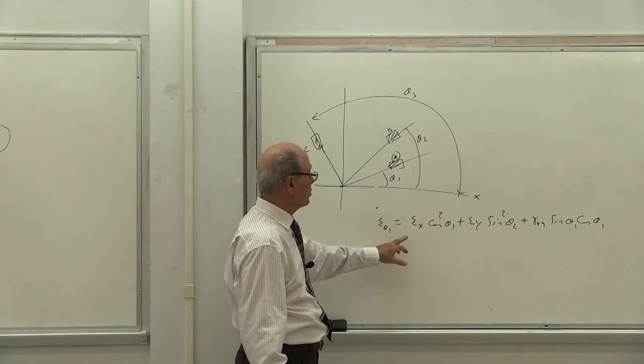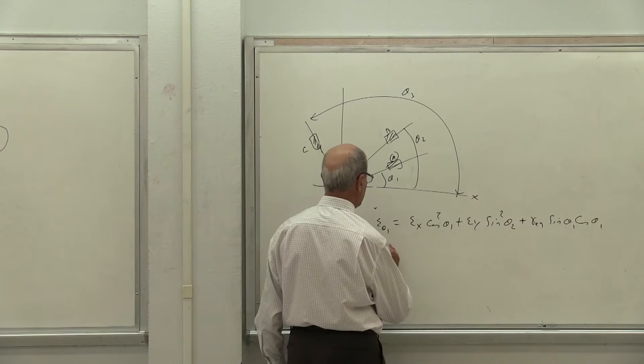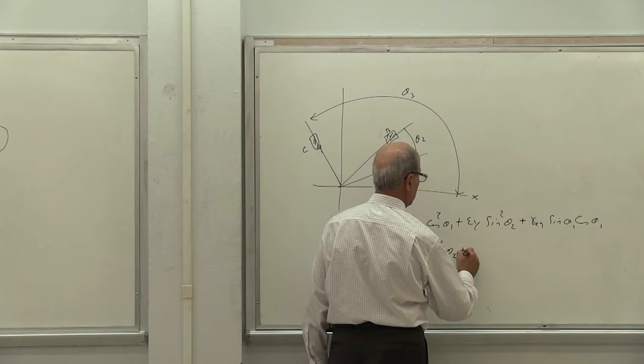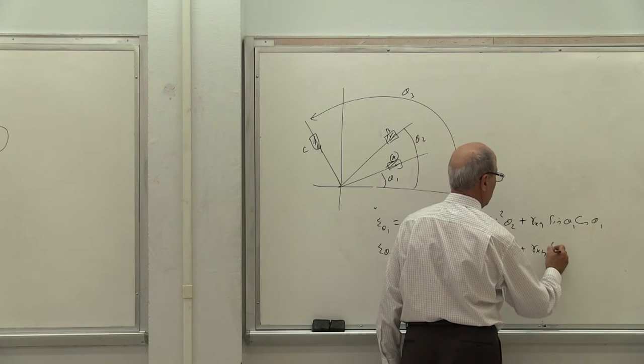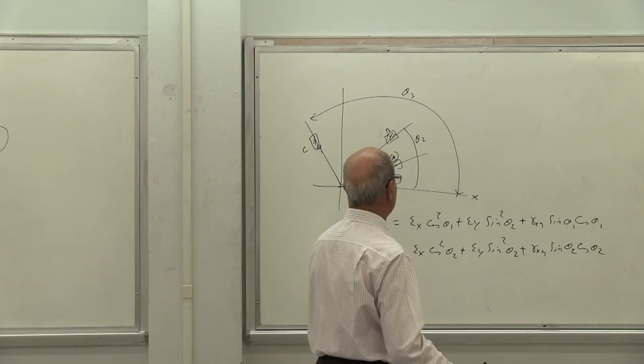Then you write it again for theta 2. Theta 2 maybe 52 degrees, I don't care, 60 degrees. So you write epsilon theta 2 because you have measured that. Remember, A, B, C is measured from your experiment. So you write epsilon x cosine square of theta 2 plus epsilon y sine square of theta 2 plus gamma xy sine theta 2 cosine theta 2. And you write it one more time for epsilon theta 3. As you see, it becomes three equations for three unknowns. Your three unknowns are epsilon x, epsilon y, and gamma xy.